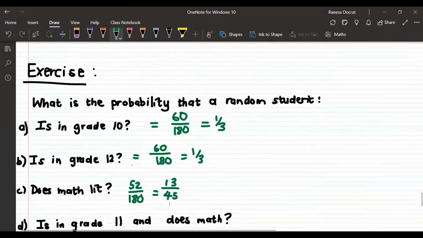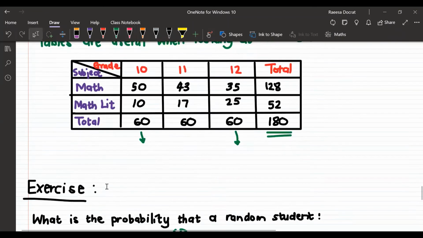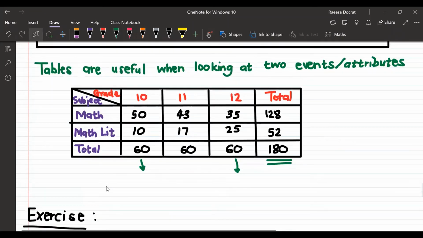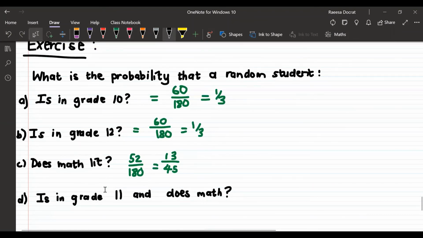Okay. And then for the final question, what is the probability that they are in grade 11 and they do maths? So where are the students that are in grade 11? The students that are in grade 11 are in this column over here. And the students that are doing maths are in this row over here. So we're looking for when they're both in grade 11 and doing maths. So that corresponds to the 43. So that is then 43 over 180.